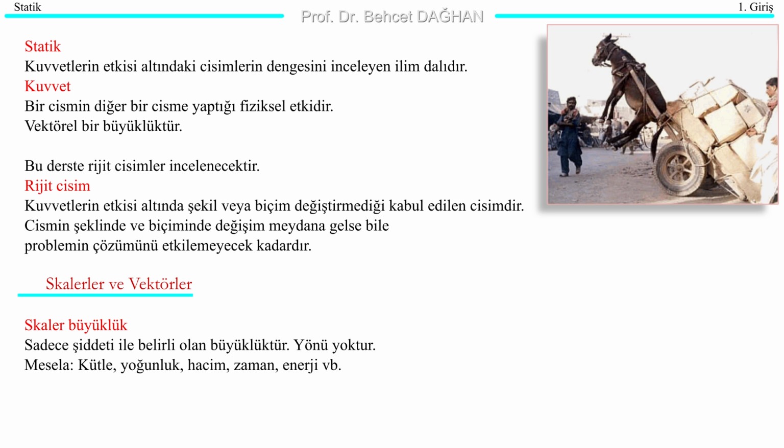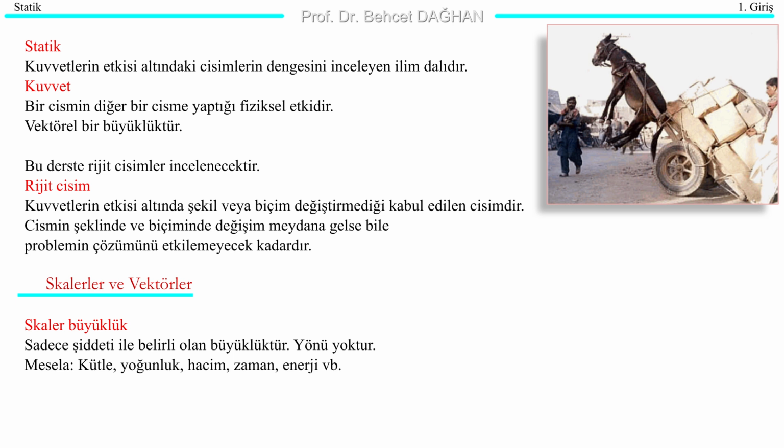Scalars and vectors are the quantities we'll come across in this lesson. So what is a scalar quantity? A scalar quantity is a quantity determined only by its magnitude. It has no direction. For example, mass, density, volume, time and energy can be given as examples of scalar quantities.